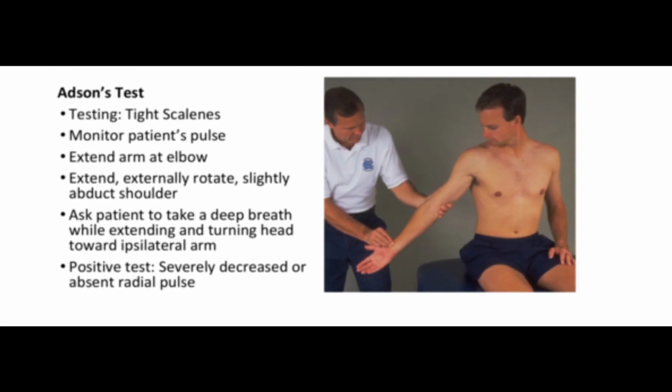Then next we have the image of Adson's test. Basically, we will be discussing all the tests which are used in thoracic outlet obstruction, and these are the provocative tests. So Adson test, the patient will be sitting in this position as shown in the image. The arm is extended at elbow and externally rotated, and the shoulder is slightly abducted. And the patient is asked to take a deep breath while extending the head and turning the head towards the ipsilateral side. So he is looking towards his arm, and there is a severely decreased or absent radial pulse.